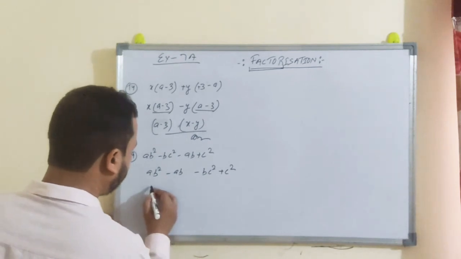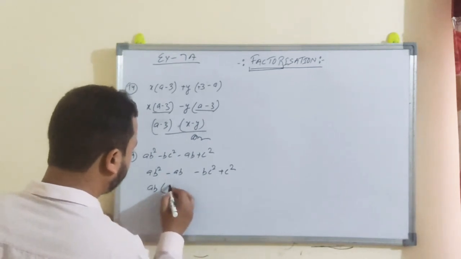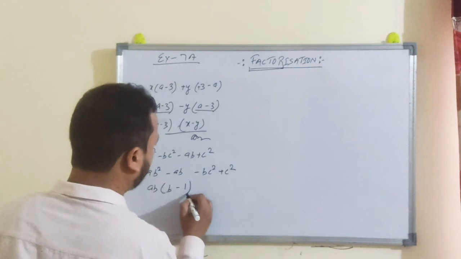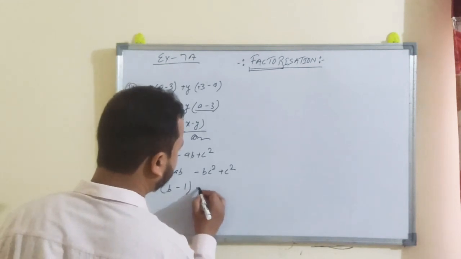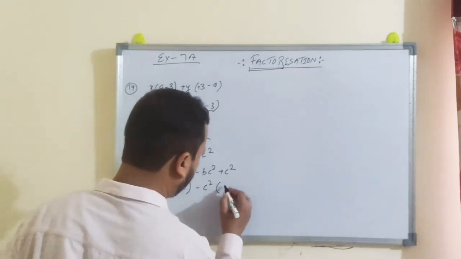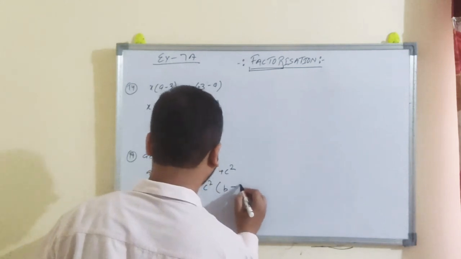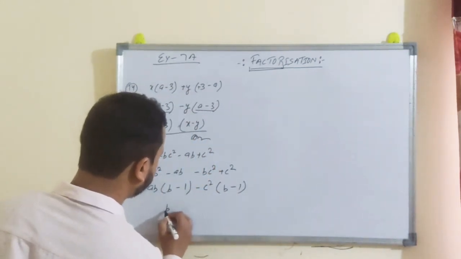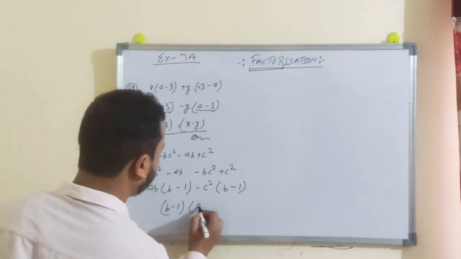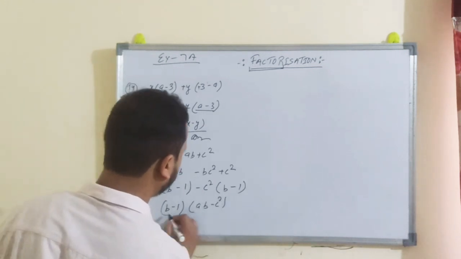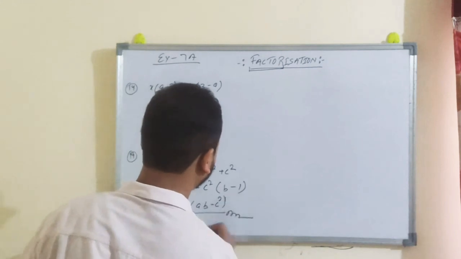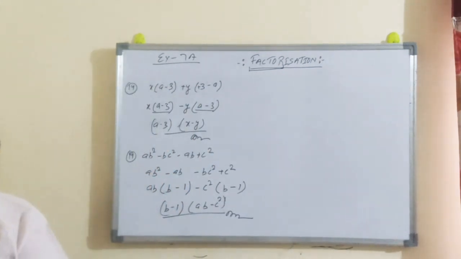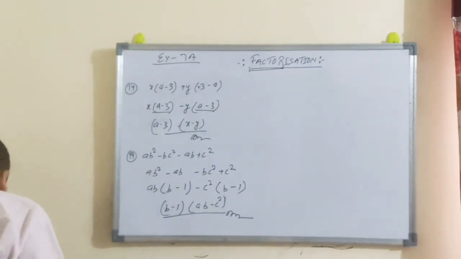Here if you take ab common, you are left with b minus 1, and here if you take minus c square common, you will be left with b minus 1. So here b minus 1, here also b minus 1, so b minus 1 in a bracket and ab minus c square in another bracket, and that is your answer. So now come to some different questions.